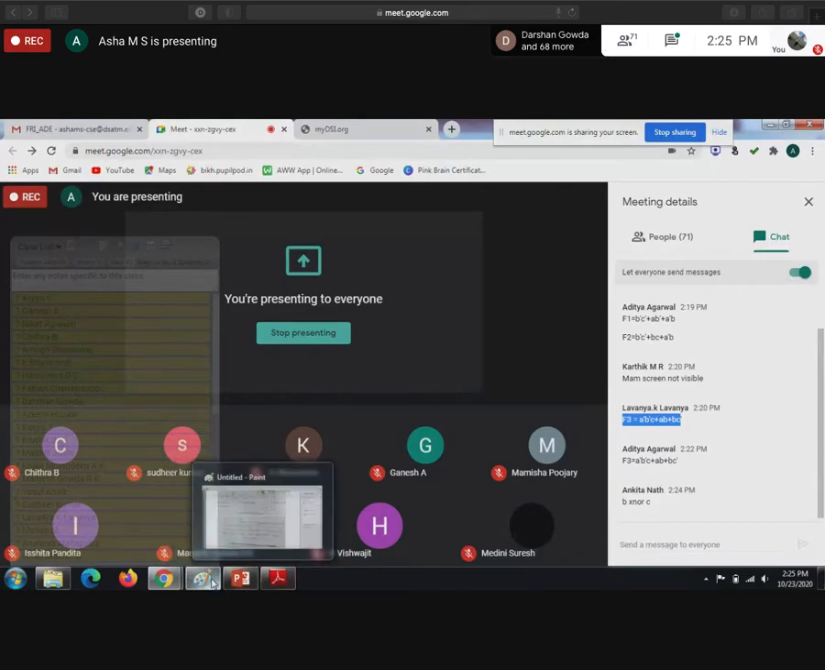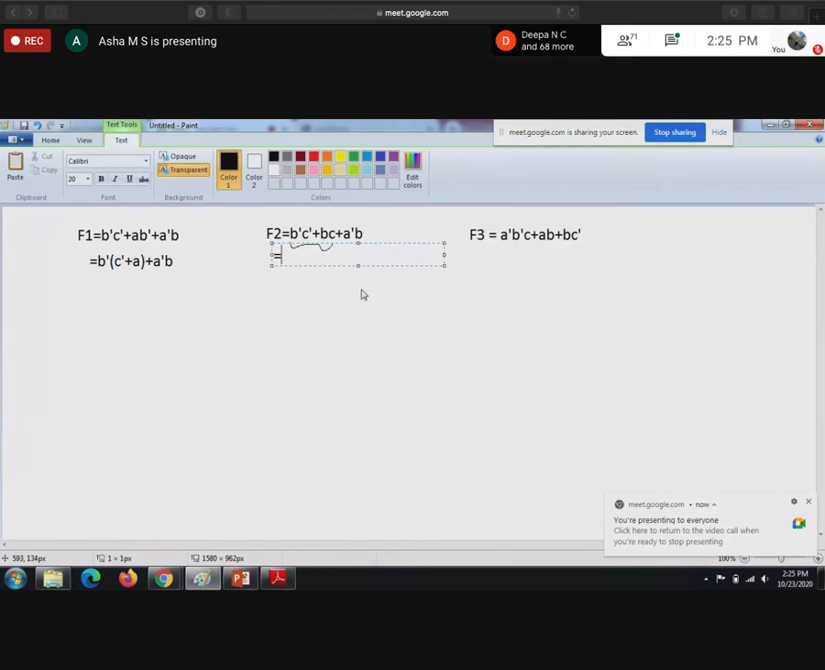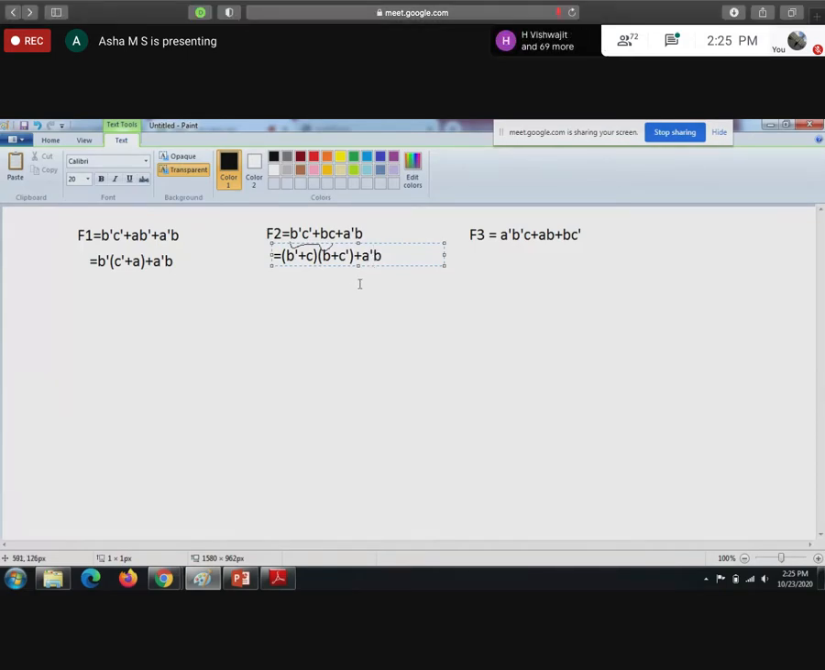So what can we write? This is equal to B bar plus C into B plus C bar. Is this correct, guys? B bar plus C, B plus C bar, and A bar B as it is. Hope you people are clear why I kept A bar B as it is. If you take the last two terms, you can take B out, so you are left with A bar plus C.